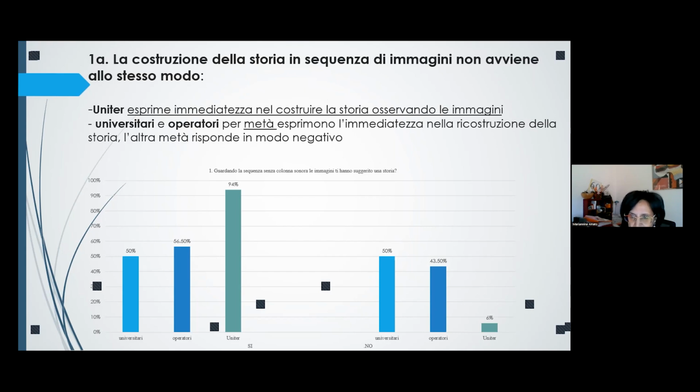So the first question we asked was, looking at the pictures without music, can you get any sort of story? We can see from this plot that 94% of the elderly answered yes, so they were able to get a meaning from these pictures. Meanwhile, for the social workers and the students, that was true only for 56% and 50% respectively. Next slide, please.